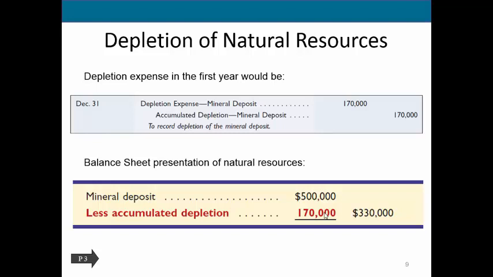So depletion expense, when we record this, works very similar to depreciation. The terms are just different. You can see here depletion expense for that $170,000 and then accumulated depreciation of $170,000. We would also keep this on our balance sheet just like we do with depreciation. So we have as a long-term asset this mineral deposit of $500,000. We show any related depletion. And then here you can see the remaining book value for that natural resource, or in this case, the mineral deposit.